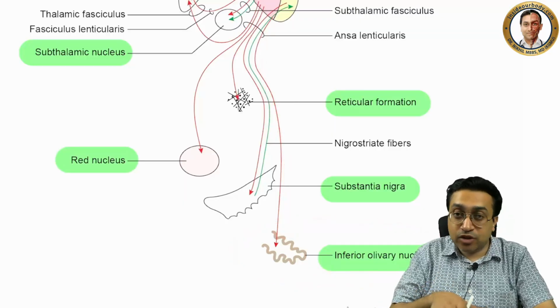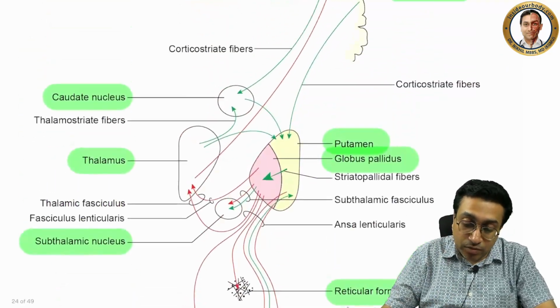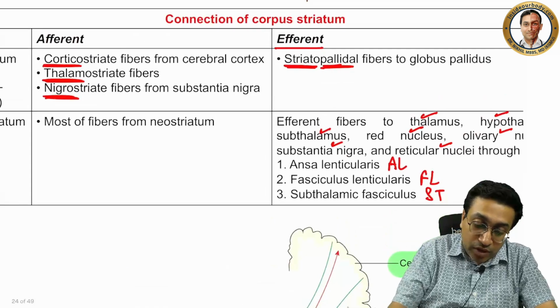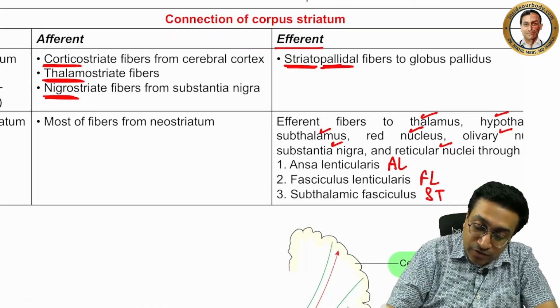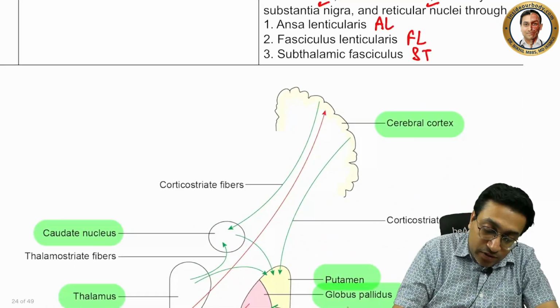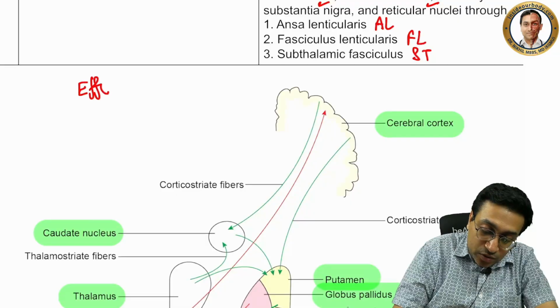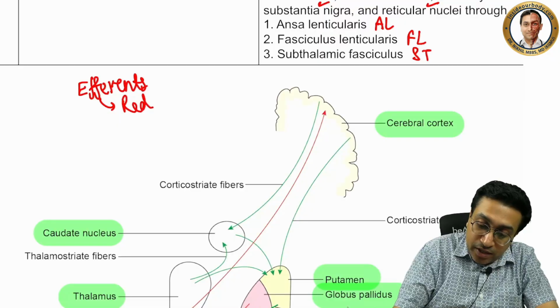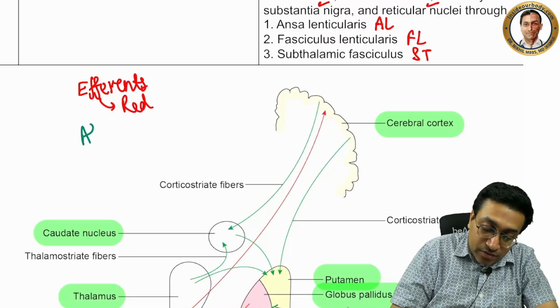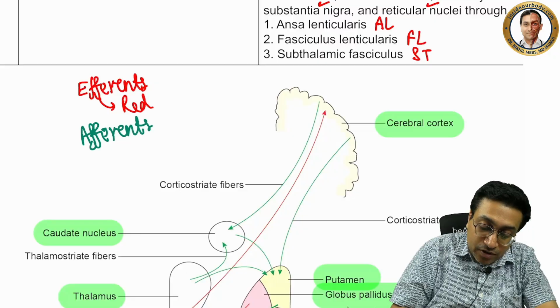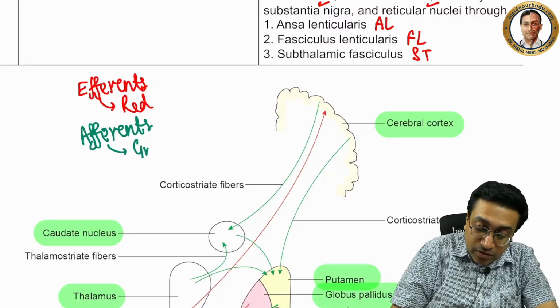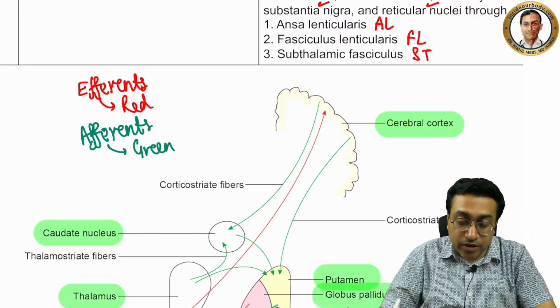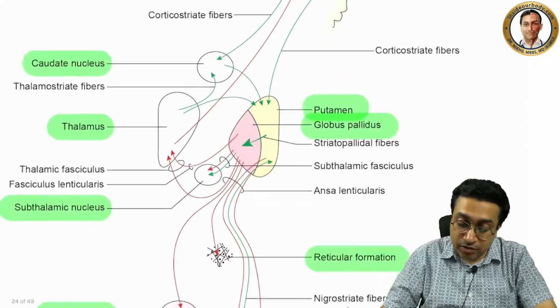So efferents are shown in red color here, very easy to remember. If you want, I can write this: efferents are shown in red color, so that you remember later, and afferents are shown in green color, in this photograph which we have seen.